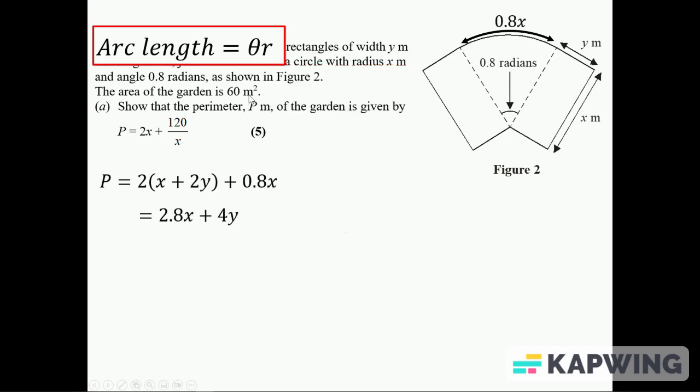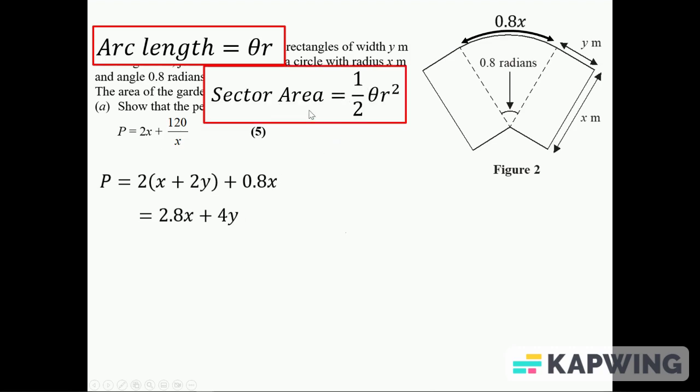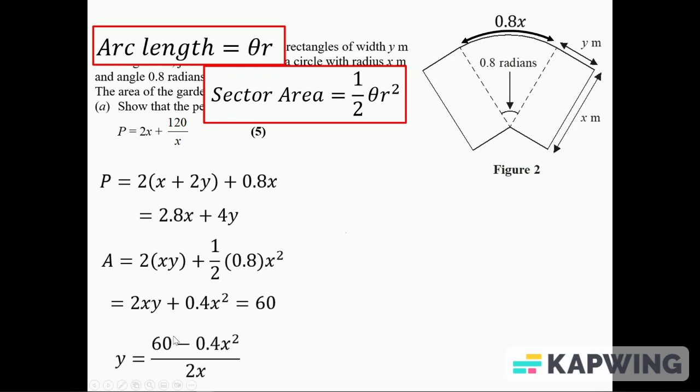I've got to use the information that gives me the area 60, because I need to eliminate the y, because this is just in terms of x. The sector area is a half theta r squared. So the whole of the area is 2 times xy, the two rectangles, and a half theta r squared. I can simplify that down to 2xy plus 0.4x squared, and the question tells me that is equal to 60. Rearranging, take the 0.4x squared over and divide by 2x, I get this.